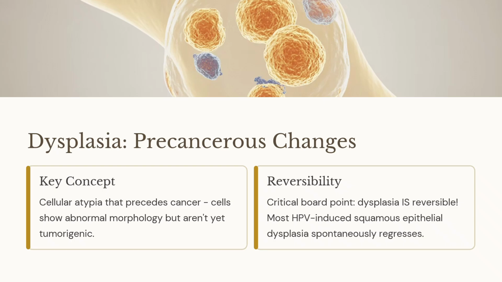Dysplasia is the cellular atypia that precedes cancer. That is, the cells show abnormal morphology, but they aren't yet tumorigenic. The critical point over here is that dysplasia is reversible. So in human papillomavirus induced squamous epithelial dysplasia, when they are in that stage, they haven't progressed to the cancer stage. So they are only in that squamous epithelial dysplastic stage. In that stage, spontaneous regression is possible. That is, dysplasia is reversible to a normal cell.